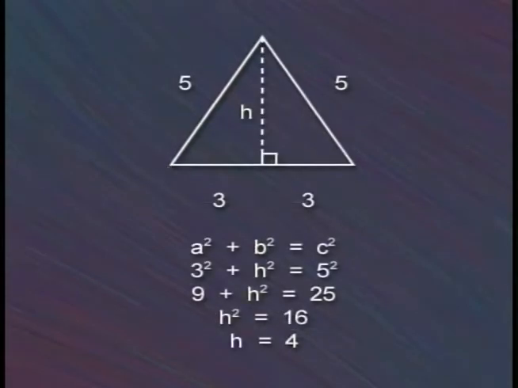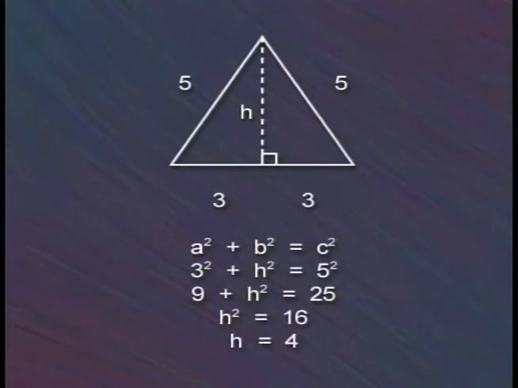Now, we already have the length of the base. Let's draw the height. The height is a line drawn from the opposite vertex perpendicular to the base. In an isosceles triangle, this height has a special property. It bisects the base. Thus, we now have a right triangle with one side equal to 3, the hypotenuse equal to 5, and one side unknown. We can use the Pythagorean theorem to solve for the height.